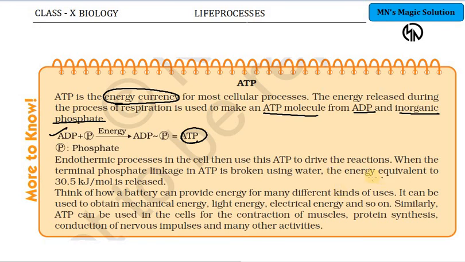Now, the energy equivalence is 30.5 kilojoules per mole of ATP. Not just one ATP. You know what a mole is? A mole is Avogadro number of particles. So 30.5 kilojoules will be obtained from 1 mole of ATP particles. This is how the energy obtained from the respiration process gets stored up in order to sustain the other endothermic processes.